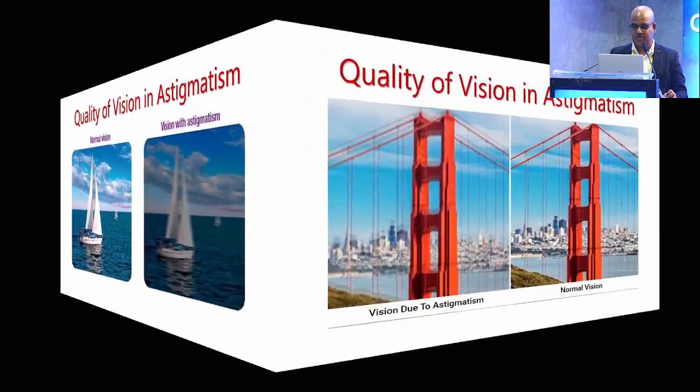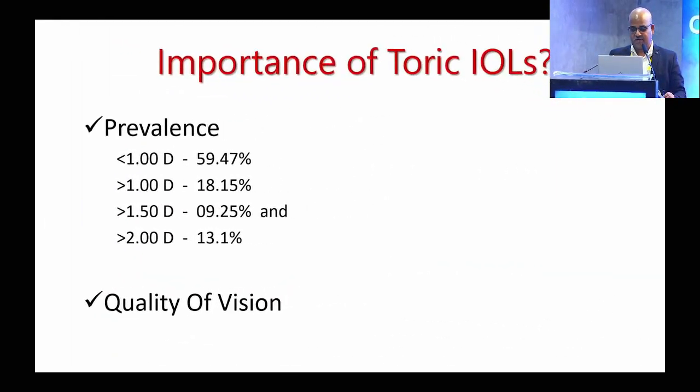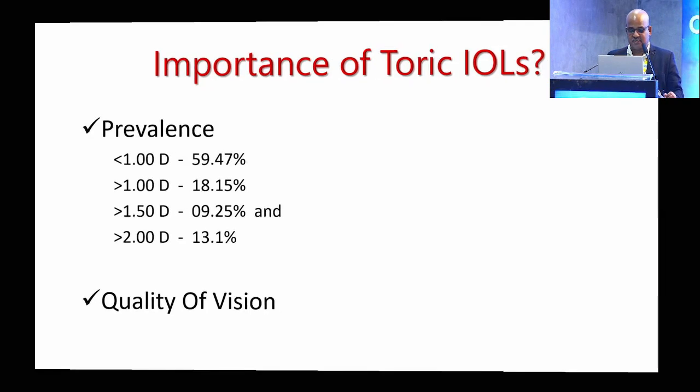Quality of vision is poor in cases of astigmatism, in bright light as well as dim light. They see loss of contrast, blurring and ghosting of images. If you don't treat these patients with toric IOLs, you are losing a significant amount of income, because the prevalence of astigmatism in cataract patients is 18% for more than 1 to 1.5 D and about 22% for more than 1.5 D. By improving the quality of vision, we can improve satisfaction rates.